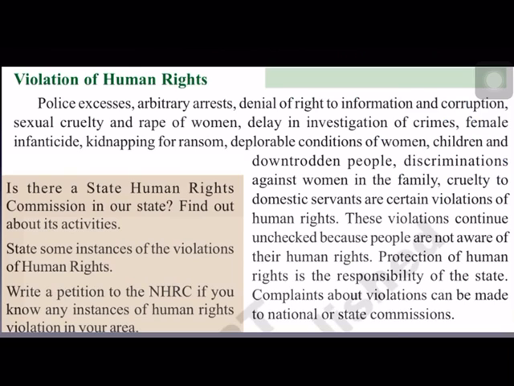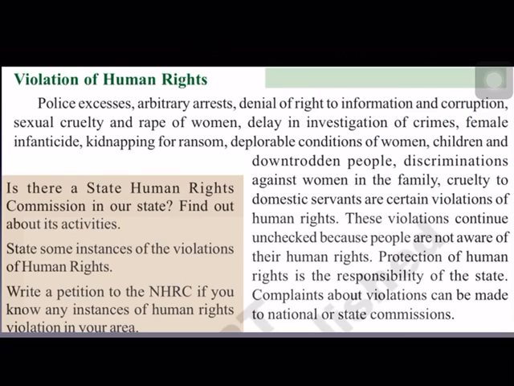And these violations continue unchecked because people are not aware of their human rights. If people have some knowledge of what human rights are provided to them, then they can fight for their rights. Because people don't have any knowledge or awareness about the human rights available to them, these violations are continuing unchecked in society.